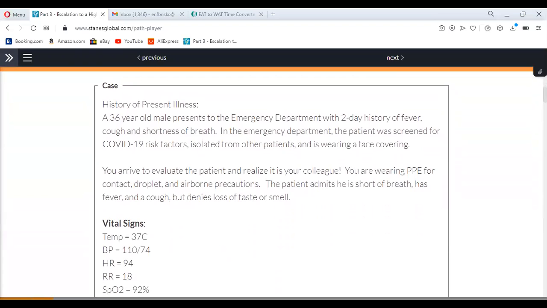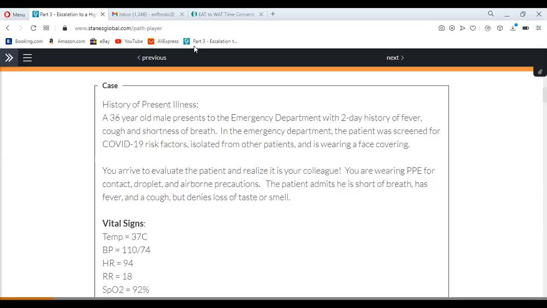This is the history of a patient who presents at the emergency department, or what we know as accident and emergency units of our hospitals here. A 36-year-old male presents to the emergency department with a 2-day history of fever, cough, and shortness of breath. He has difficulty in breathing.